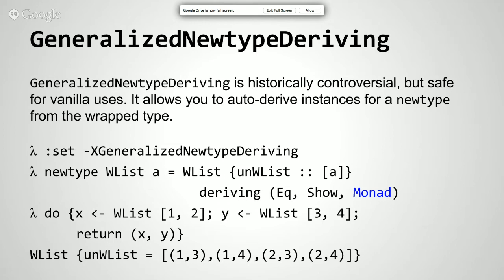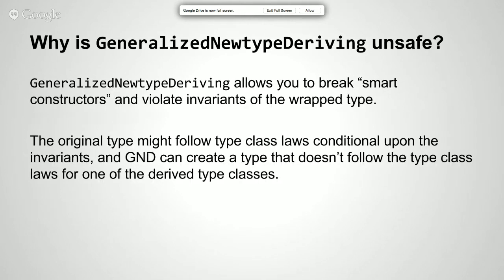Generalized newtype deriving. This is a feature that allows you to derive type classes that exist on a wrapped type. So a newtype is wrapping another type, we'll call it the old type. And generalized newtype deriving allows you to take type classes on the old type and make them apply to the new type. So here we're wrapping a list, and we say, you know what, we want its monad instance, and we get it. And it can be powerful and neat, but it can also be dangerous.